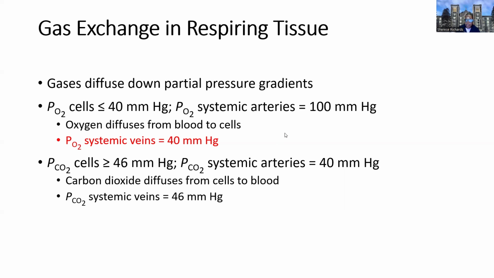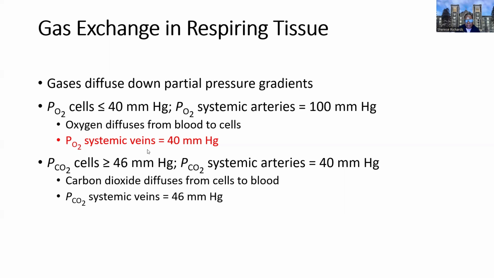The systemic arteries, the partial pressure of oxygen is about 100 millimeters of mercury. So we can see that gradient existing from the systemic arteries down to the cells, which is the direction of oxygen diffusion. So oxygen diffuses from its high partial pressure of 100 into the cellular tissues or the cells within the tissues because of that lower partial pressure of 40 millimeters of mercury.